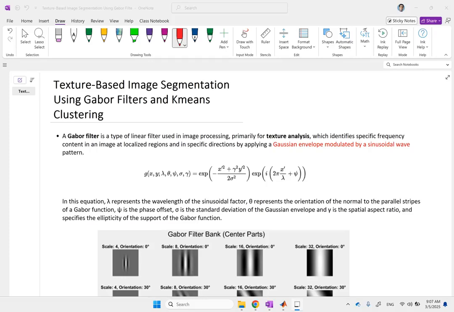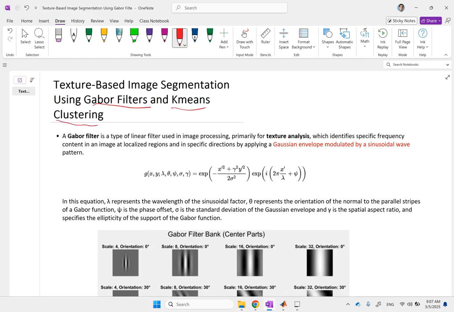Hello everyone. In this video of image processing and computer vision, we are going to talk about image segmentation, which is texture based. So if you have an image of some object or some scene or anything that has different textures, we want to segment that image into regions, each one having a separate or distinct texture. And for texture analysis, we're going to use Gabor filters. And for segmentation, we're going to use K-means clustering.